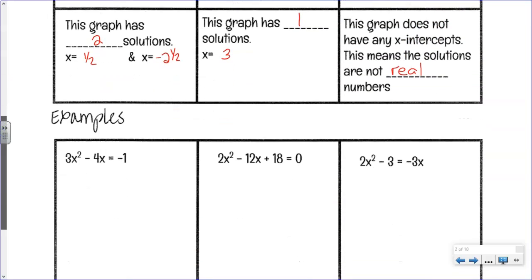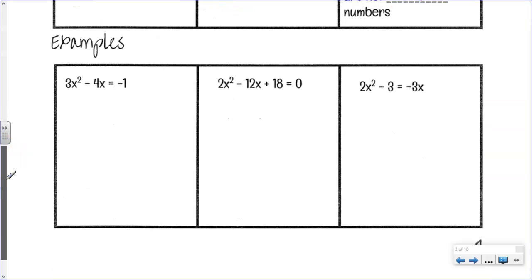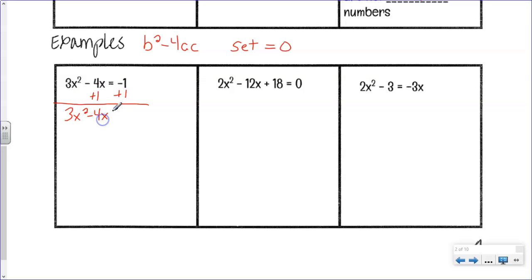Okay, so if you scroll down, and we look at these examples. Remember that we're going to have the formula b squared minus 4ac. So this is what we're going to use, and we're using it to predict the solutions. The first thing we want to do is set the equation equal to 0 if it's not already. So in this case, this 1 needs to move to the left. So we're going to add 1 to both sides. We get 3x squared minus 4x plus 1 equals 0.